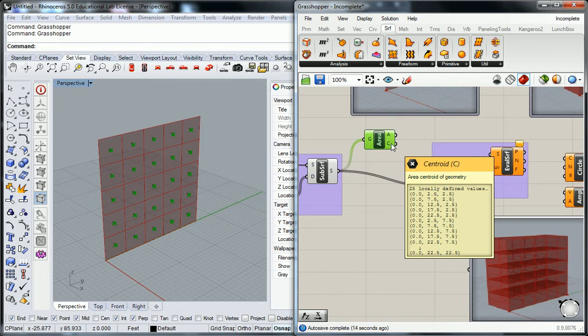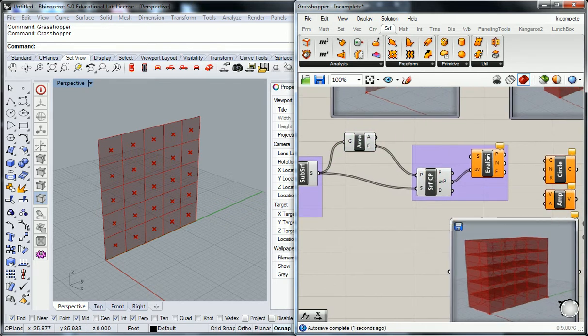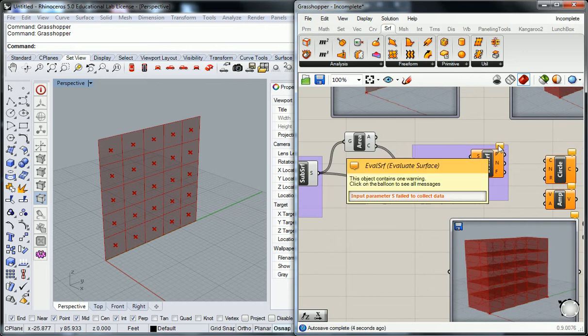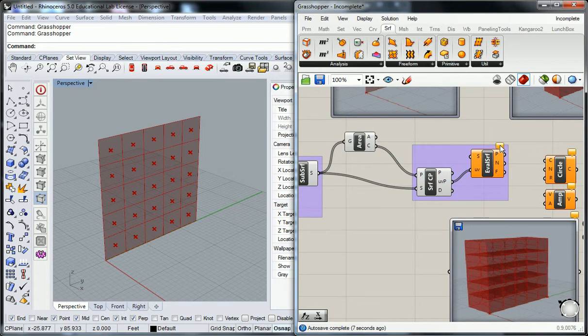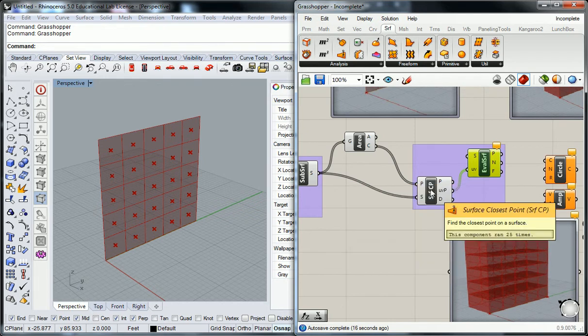So that one is also not intuitive. And so what I was describing to Anthony earlier is that the centroid is a byproduct of calculating the area. Well, not necessarily, but you can find the centroid with all the same information that you would use to find the area. So they provide the centroid as a byproduct of that. So we plug the centroid into P, but we notice that we still have an error here that says input parameter S failed to collect data. And that's because you need to evaluate the UV coordinates based on the same surface that you mapped your closest point onto. That's a little confusing.